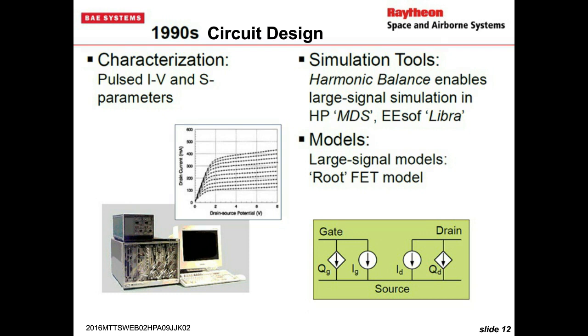Prior to this, you had to resort to time domain simulation, which was very cumbersome. You had to run thousands of RF cycles before you could get to steady state from an initial condition. It was prone to error of interpretation, and it just couldn't fit in the computers of the time. And so this was the big advancement that happened at that point. At the same time, you started to get advances in instrumentation, such as pulse IV, and large signal models started to be developed.